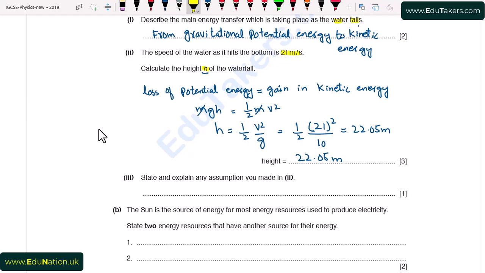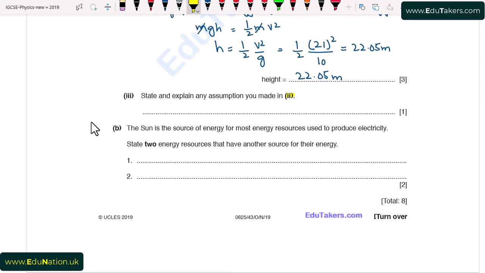Part 3. State and explain any assumption you made in part 2. Here we assume that all of the potential energy changes into kinetic energy. None of the energy is lost to the surroundings. So I write here, we assume that no energy is lost to the surroundings.